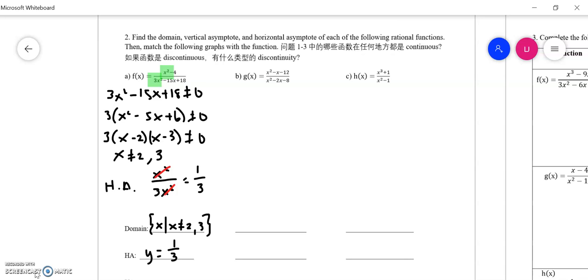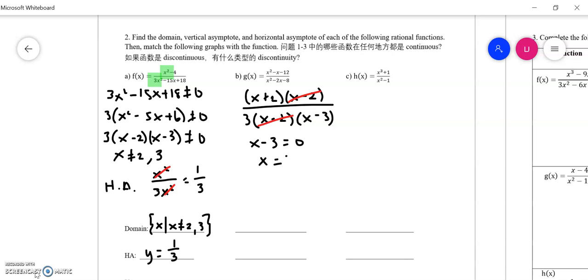Vertical asymptote and hole, they start off the same way. We have to factor and simplify. So our numerator factors to this, and we already factored our denominator. For our vertical asymptote, we have to see what's left over, and that's x minus 3. So we'll do x minus 3 equals 0, and x equals 3 is our vertical asymptote.